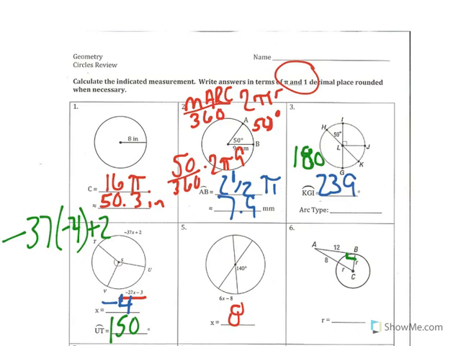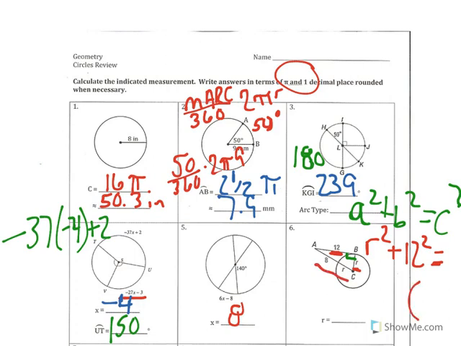Pythagorean theorem says a squared plus b squared equals c squared. Plugging in what we know for a, b, and c, we are going to use r as our a. That's this r. And we're going to use 12 as our b. Plus 12 squared. And that's going to equal c squared, which is 8 plus r. So we want to add both those. So we have 8 plus r squared.